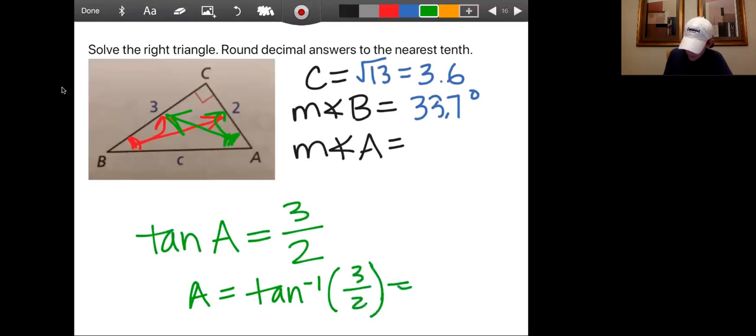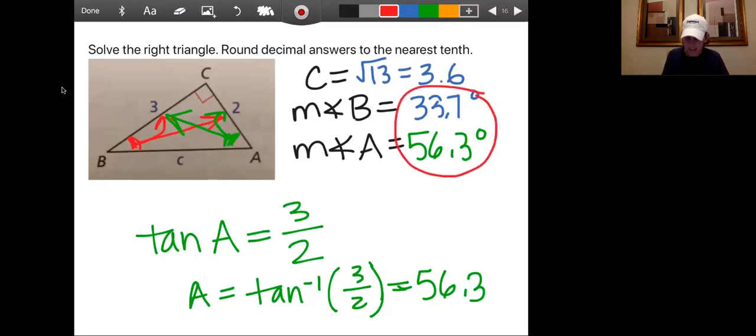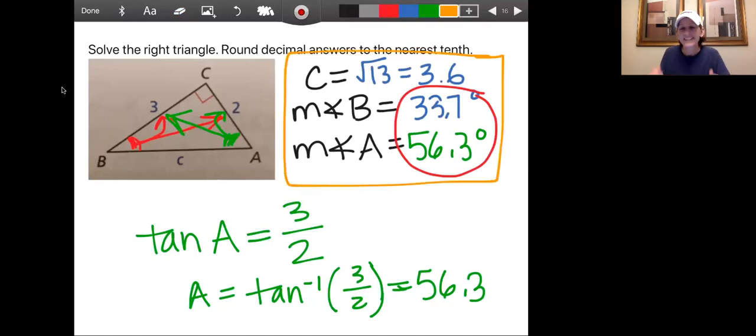And we go right to the calculator. And we hit second tangent, 3 divided by 2, enter. And you get 56.3. And what you should notice is that 33.7 and 56.3 should add to be 90 because they are complementary angles. So there you go. Our side length and our 2 angles. Great job.